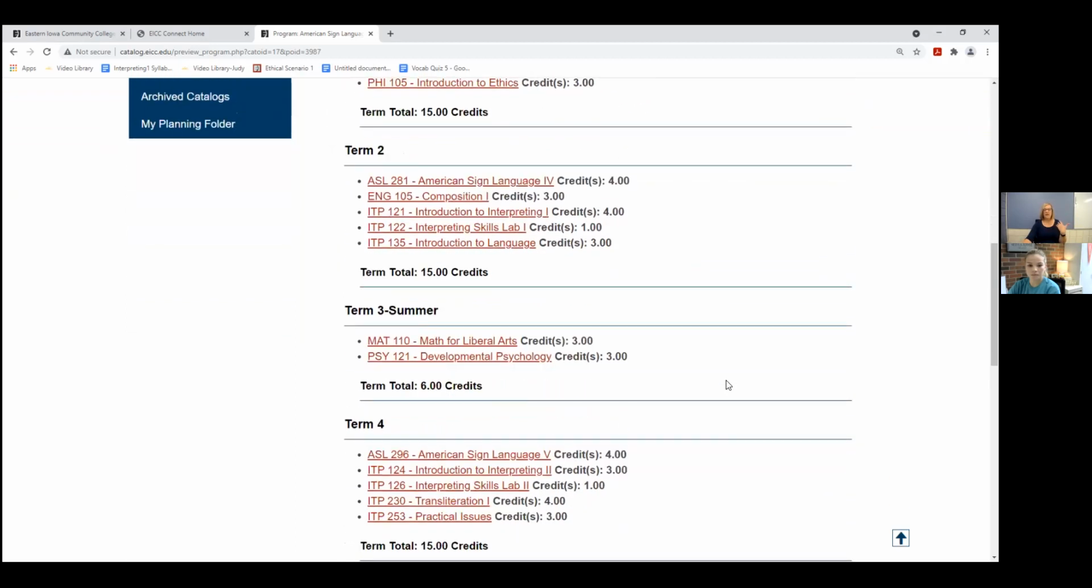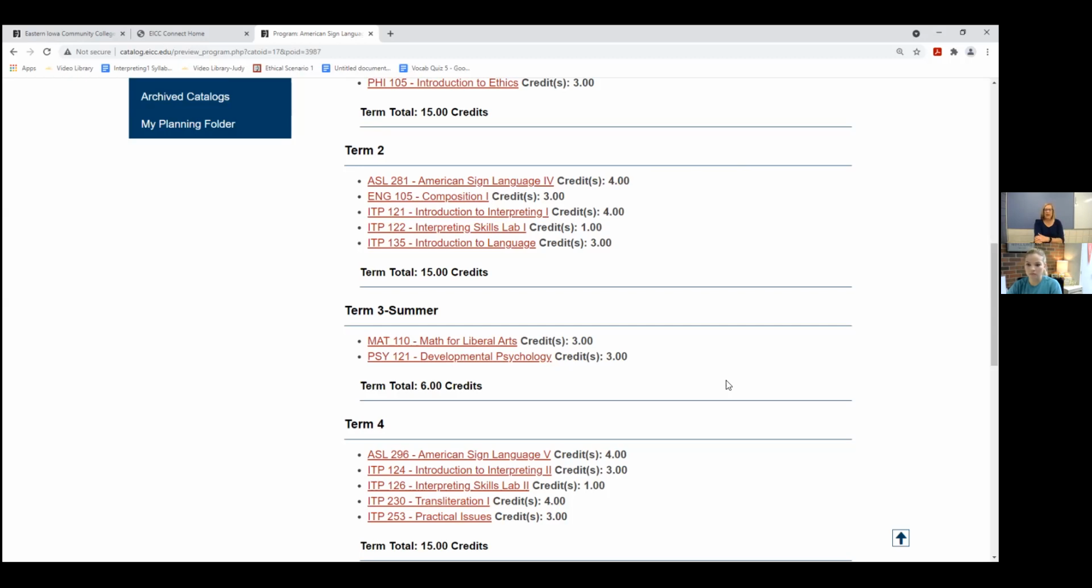There are a couple gen eds that are slated for summer. Depending on how you want to do things, you can take these along with other courses in other semesters, but you can also just reserve those for a summer. Math for liberal arts and developmental psychology.